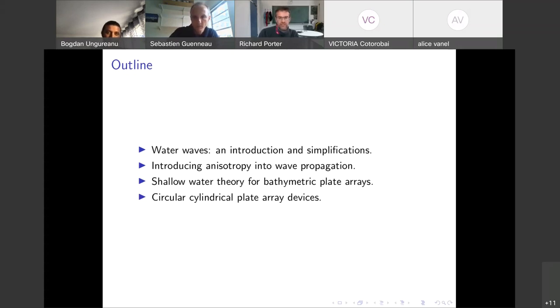So this is a brief outline of what I'm going to talk about. It's actually not very accurate because it sort of meanders through more than four different subjects. And towards the end, I sort of start to skip over the mathematical details and show you a few more of the types of examples that you can generate, the types of results that you can generate using these bathymetric plate array type of metamaterials.